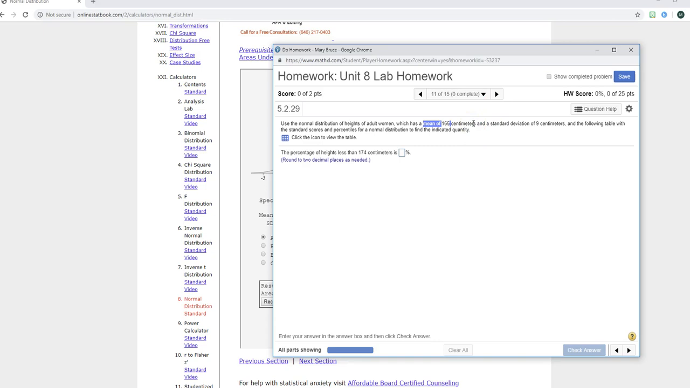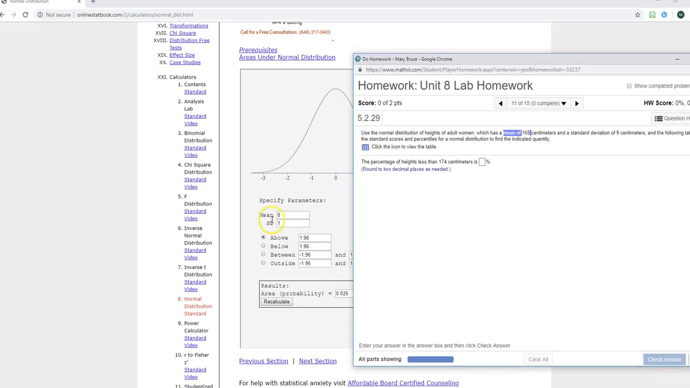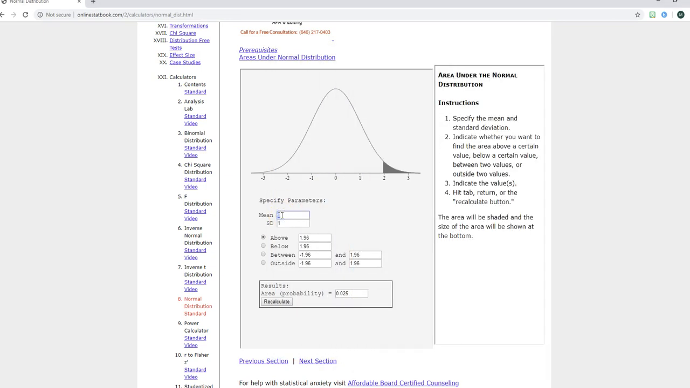So 165 is the mean and 9 is the standard deviation. On all these questions that I just pointed out that all look so similar, they will give you the mean and the standard deviation. So I'm just going to use the number 160 instead of 165 and a standard deviation of 8, but it's the same kind of problem. So I would come over here and click on 160, standard deviation of 8.